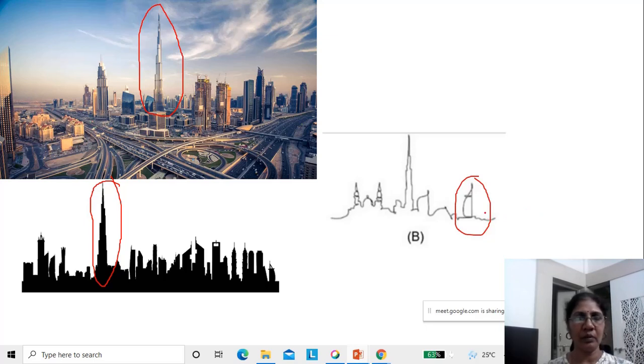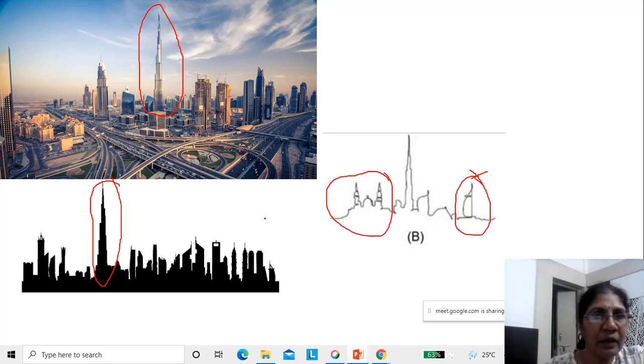Burj Al Arab. What is this building type? What is it used for? I think it's a hotel. Yes, this is a hotel. How about this? Try to identify, right? After this session, just look for the important buildings of all these important cities to identify. How about this particular building?